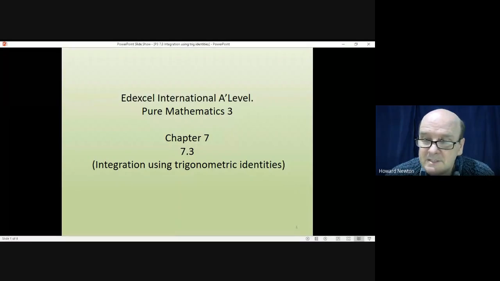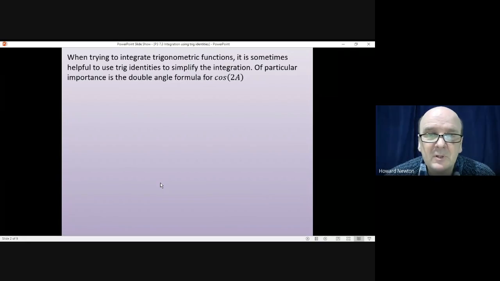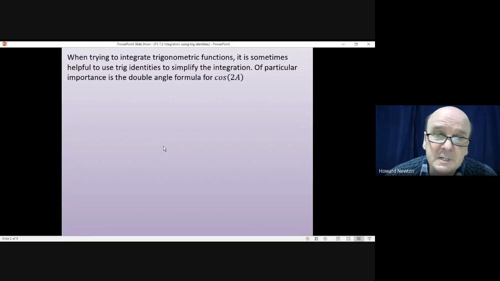Hi there, and welcome to this lesson on Pure Mathematics 3. In this lesson, we'll be looking at some integrations. If you're trying to integrate trigonometric functions, then it is sometimes useful to use a trig identity to simplify the integration. And of particular importance is the use of the double angle formula for cos 2a.